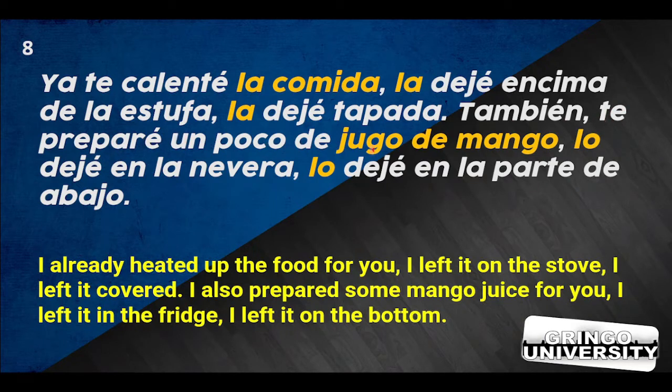Un poco de jugo. Jugo de mango is masculine, so we're going to replace jugo de mango with lo, because I don't want to say jugo de mango, jugo de mango. That's why I'm going to replace it with lo. Lo dejé en la nevera. I only have one verb, so I have to put it before the verb. Lo dejé en la nevera. Lo dejé en la parte de abajo. I only have one verb. I need to put it before the verb.